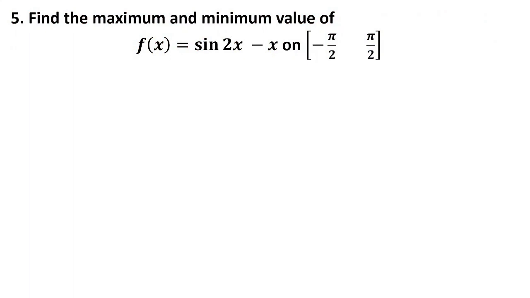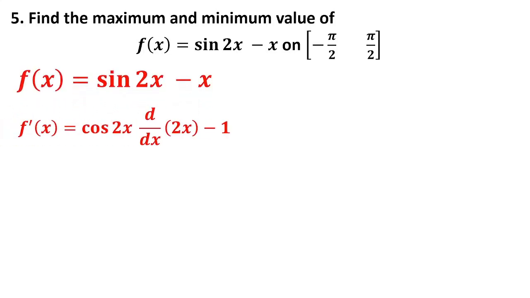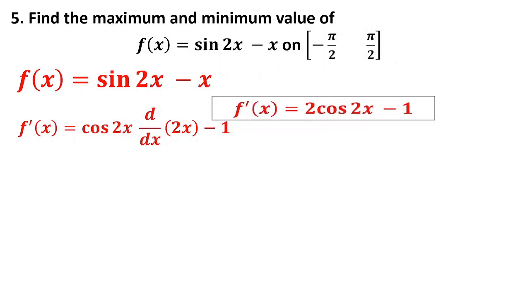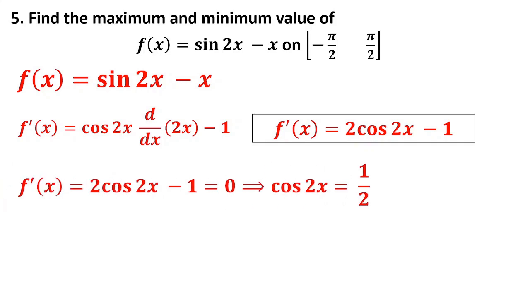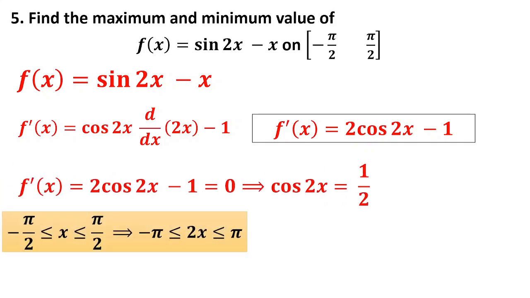This is a combination of trigonometry and algebra, that is sin 2x minus x from minus pi by 2 to pi by 2. Take the given function, differentiate it. It is cos 2x into d by dx of 2x minus 1. Therefore 2 cos 2x minus 1, equate it to 0. You will get cos 2x is equal to 1 by 2, and x lies between minus pi by 2 to pi by 2. Here you are getting 2x, but it lies between minus pi to pi. Therefore, what are the values lying between minus pi and pi for 2x? It will be minus pi by 3 and pi by 3.